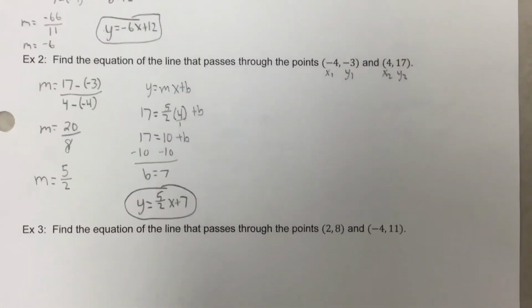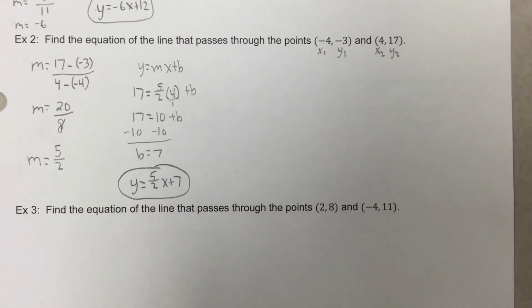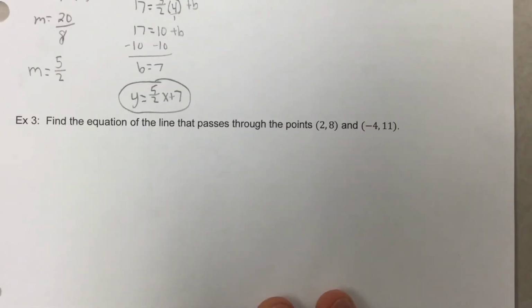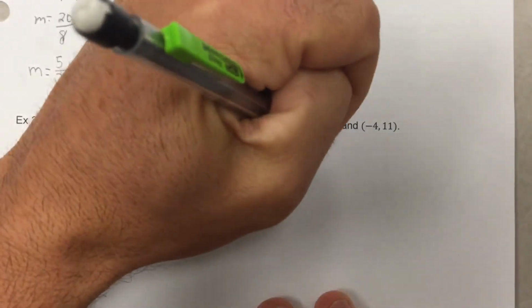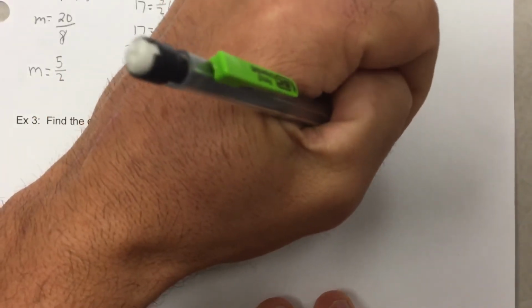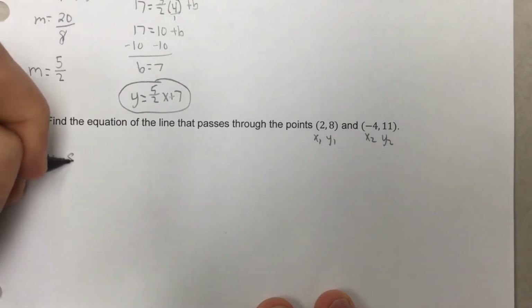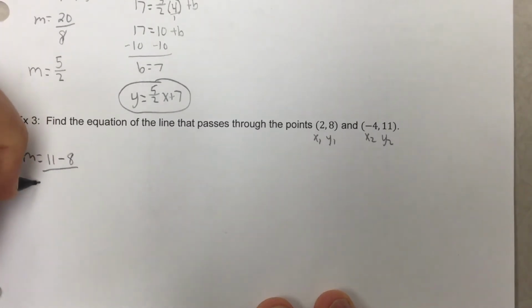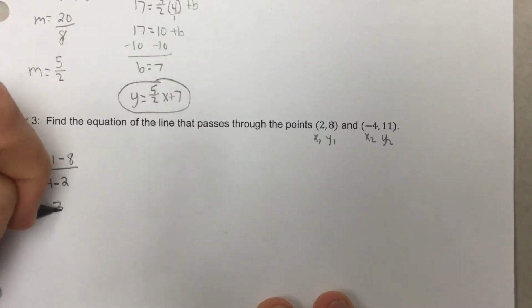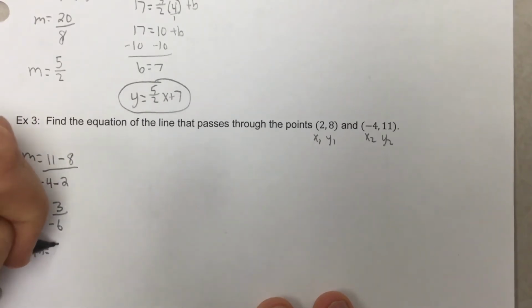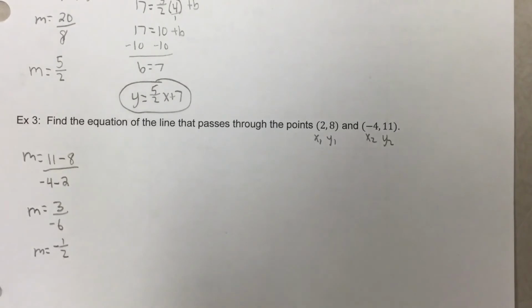All right, try example 3 on your own, same directions. All right, so again, I'm going to call this x1, y1, x2, y2, and I'm going to find my slope. 11 minus 8 over negative 4 minus 2. That would end up being 11 minus 8 is 3. That would be negative 6. And we reduce that to negative 1/2.